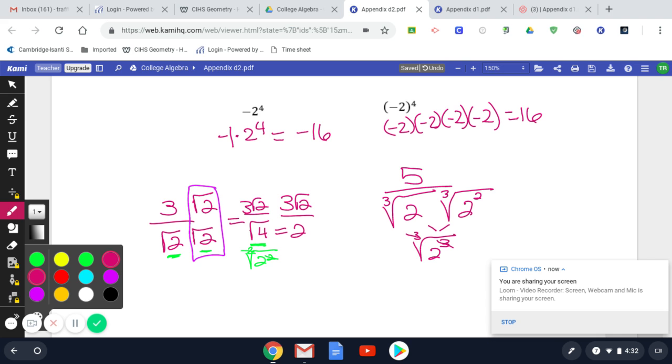So here, whatever I do to the bottom, I have to do to the top. So I'm going to take the cube root of 2 squared. Then that leaves me with 5 cube roots of 4 over 2. And that's how you would rationalize the denominators.